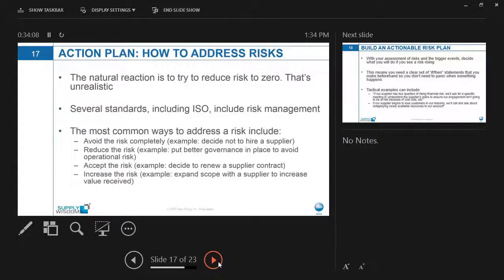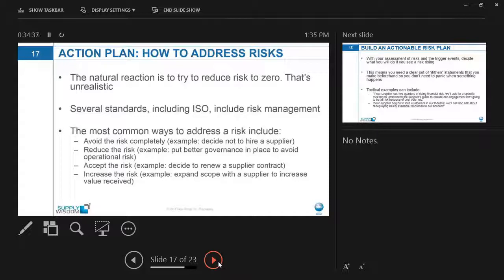That's the kind of thing where you would avoid the risk completely. You could reduce the risk, so that could be anything from making sure you have a better governance process in place with a supplier to avoid any surprises. It could be taking some business away from a supplier that you might feel is getting riskier and giving it to somebody else in your supply base, so that you're still using that supplier, but you're reducing your dependence on them. That would be an example of reducing the risk.